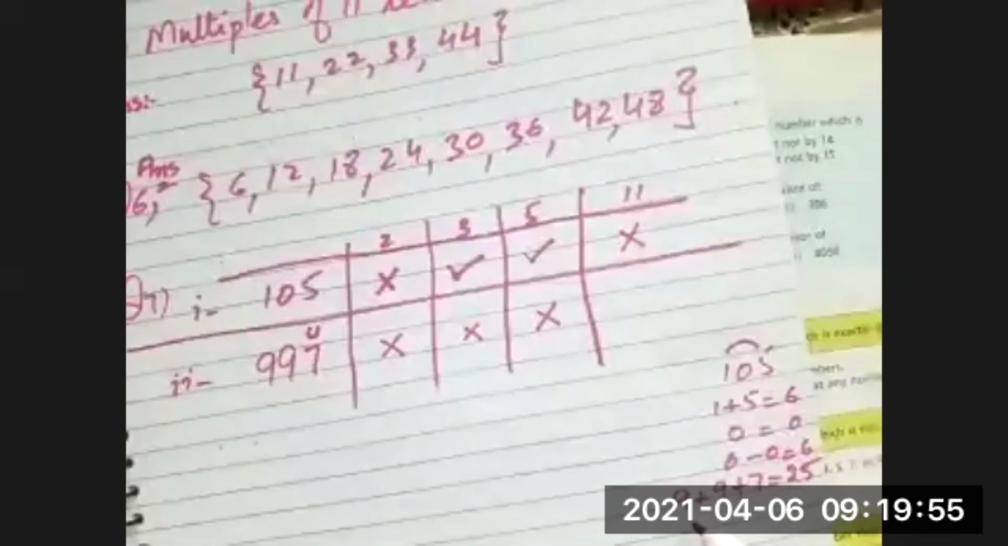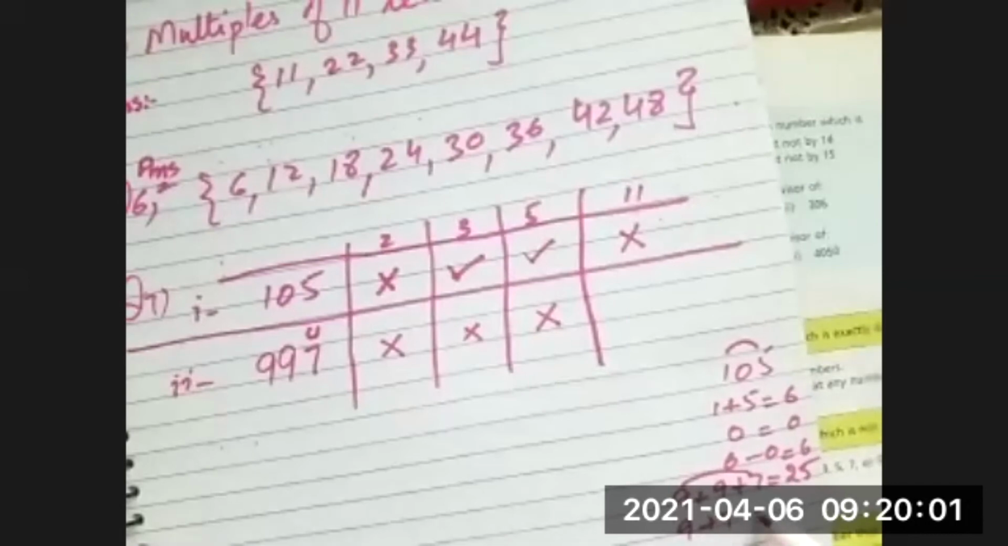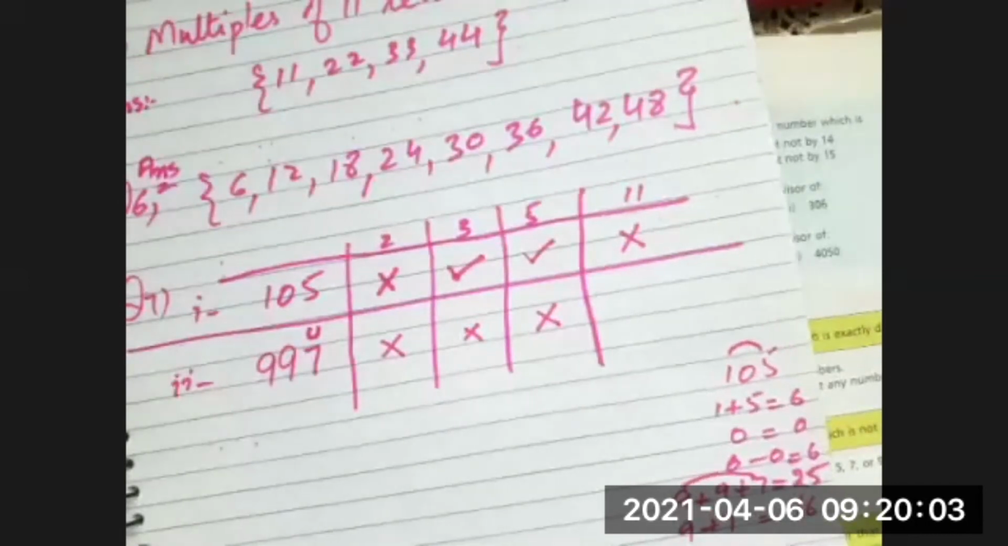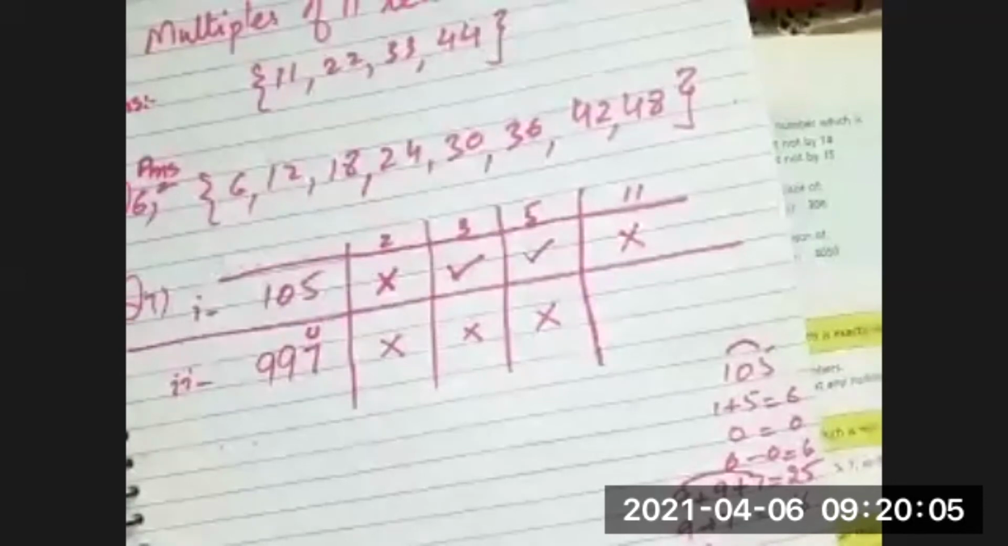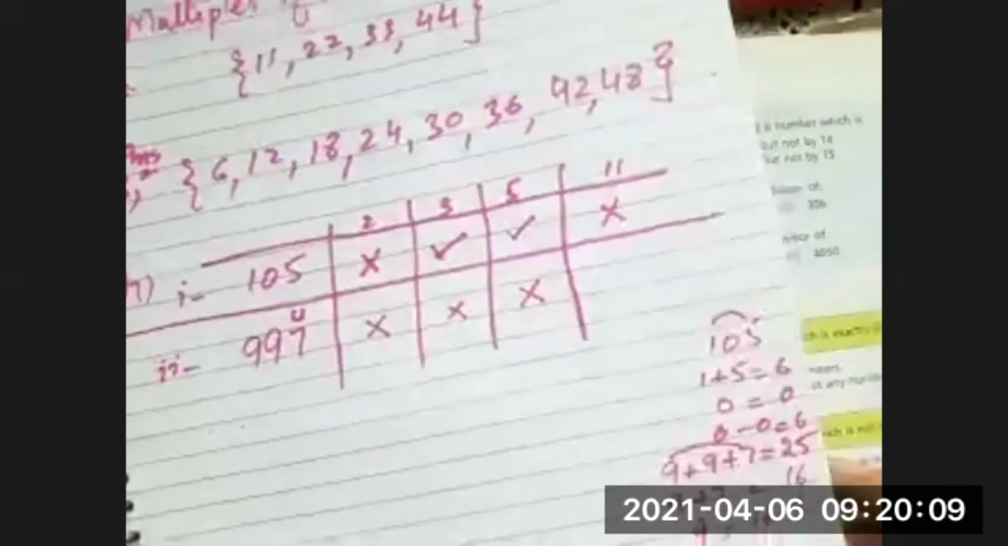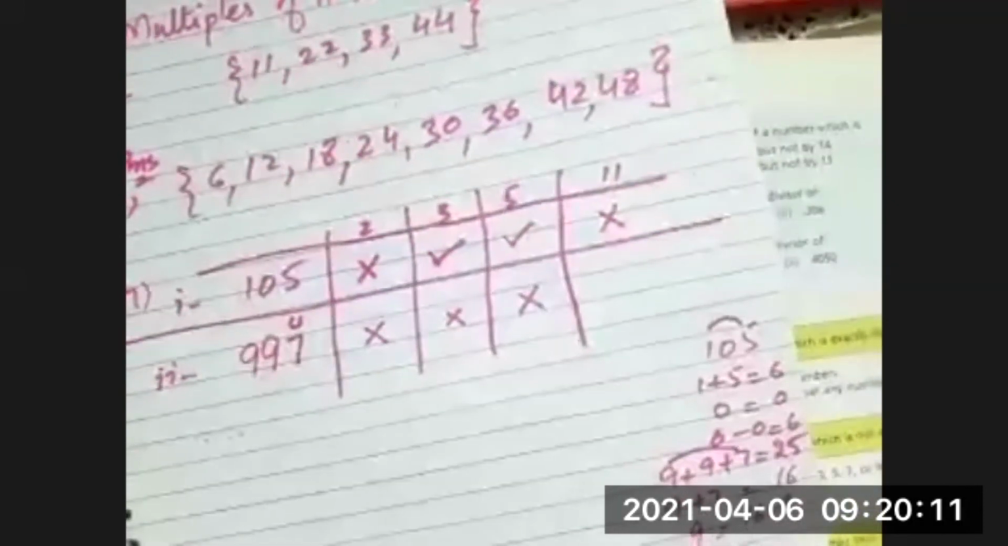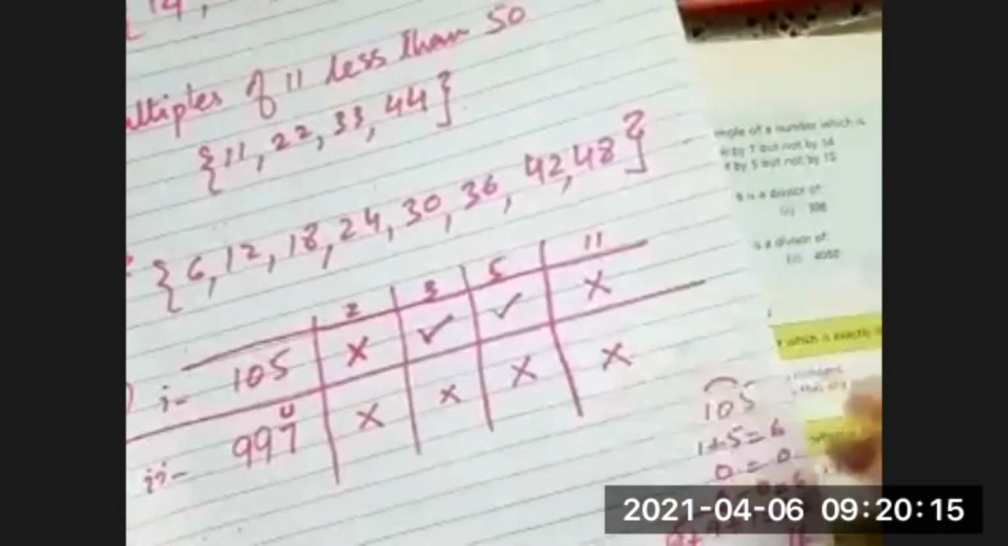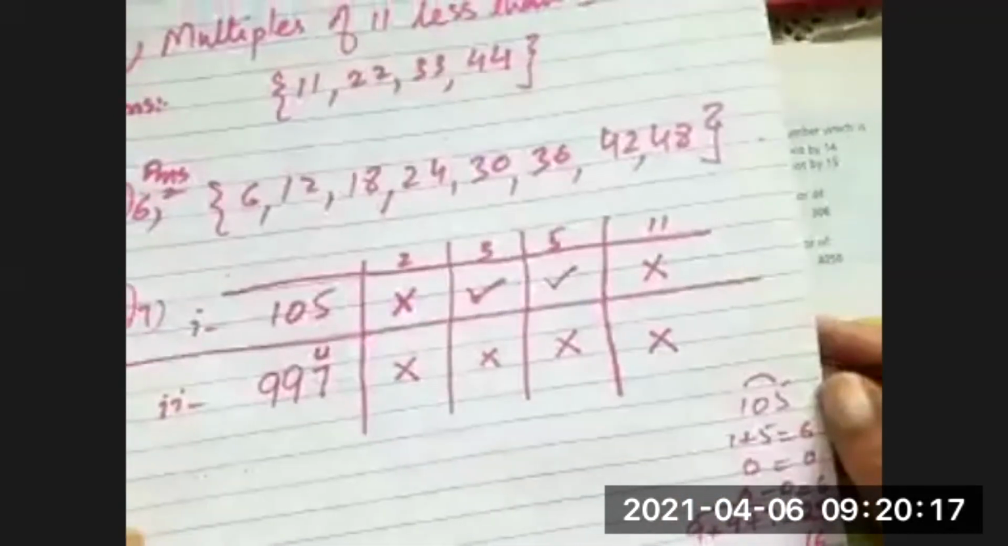11. Alternate digits. Alternate digits are 9 and 7, 9 plus 7, 16, and 9. So 16 minus 9 gives you 7. So you can say the number is not divisible by 11. Cross in every corner.